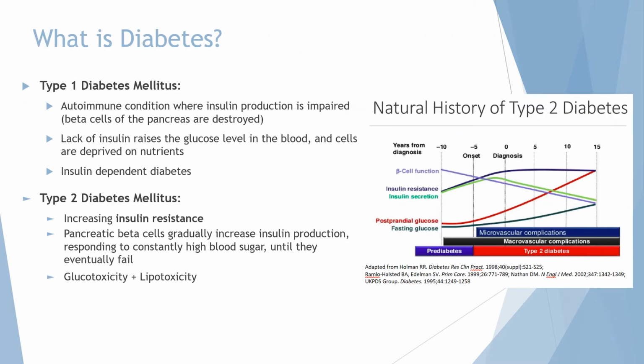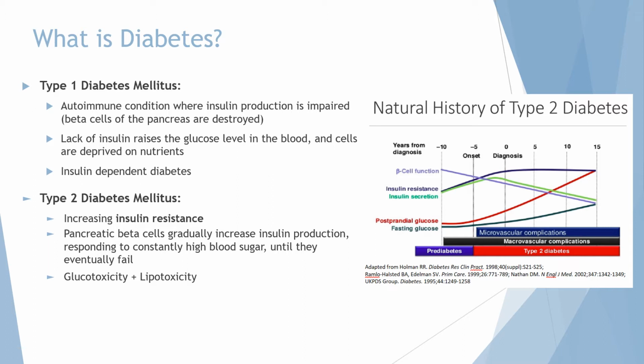So what exactly is diabetes? The full name for diabetes is diabetes mellitus. This is to distinguish the disease from diabetes insipidus, which is related to abnormal levels of fluid and sodium in the body. And there are two types of diabetes mellitus.